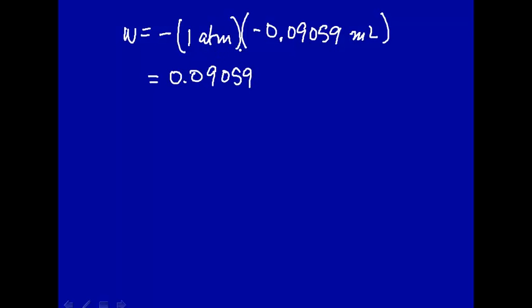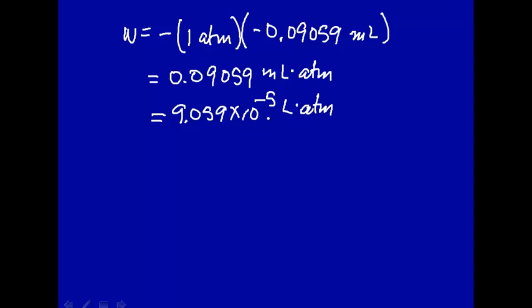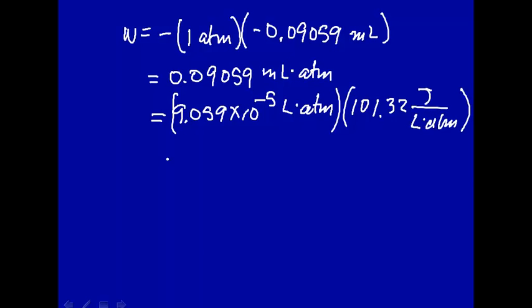0.09059, and the units here are milliliter atmosphere. Let's change that into liter atmosphere: 9.059 times 10 to the minus 5 liter atmosphere. And we look up the conversion factor. We want to put it in joules here. The conversion factor is 101.32 joule per liter atmosphere. And so this comes out to be 9.18 times 10 to the minus 3 joule.